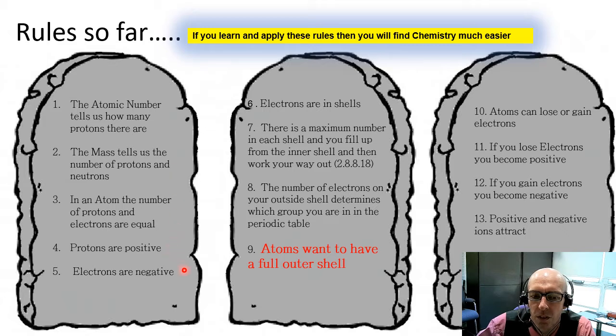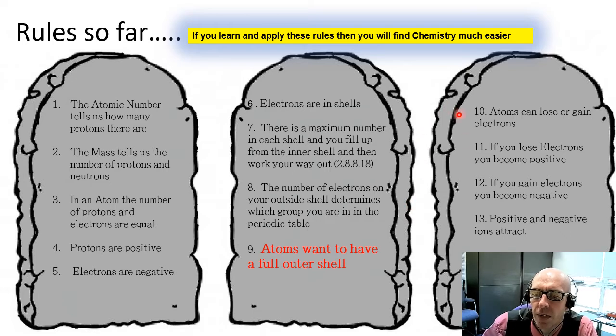Protons are positive, electrons are negative. Then we did the fact that electrons are in shells. And then we did the fact that you have to fill up the shells. And then we did the most important rule here in red, number 9. Atoms want to have a full shell. And look, it's even animated with a thing swimming around it to help you draw attention to it's the most important rule. Wow. Oh, look, it's swimming up here.